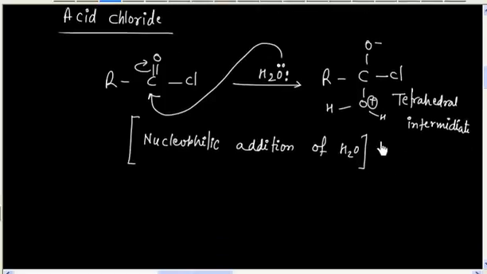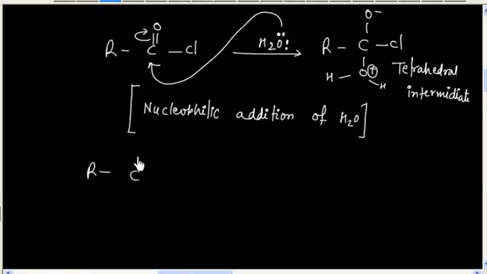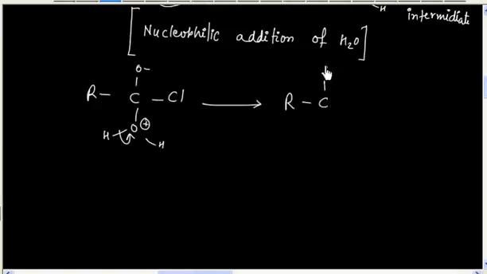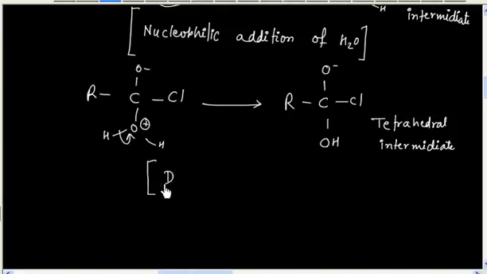Basically it can be deprotonated. So we have this intermediate and this can lose H plus so that it can have OH group. So this is again tetrahedral intermediate after deprotonation. And this step is simply deprotonation.